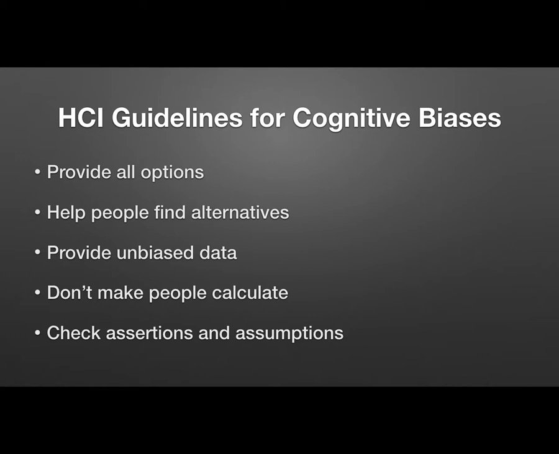Other things we don't want to do, we don't want people to have to do things that computers do well. Calculating things, remembering things, all of that should be in the system. And basic assertions and assumptions, the system needs to take care of that. So these are steps to kind of guard against these biases.